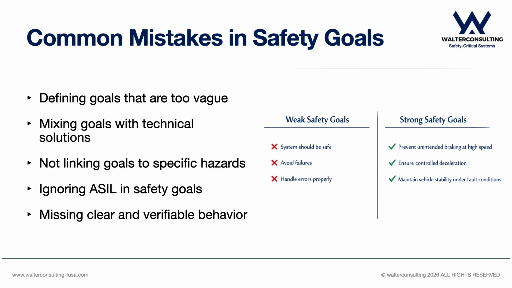There are several common mistakes when defining safety goals. Let's go through the most important ones. First, defining goals that are too vague. Statements like, "The system should be safe," are not useful. Second, mixing safety goals with technical solutions. Safety goals should describe what must be achieved, not how it is implemented. Third, not linking safety goals to specific hazardous events. Without this connection, the safety goal loses its meaning. And finally, missing clear and verifiable behavior. A good safety goal must be precise and testable.